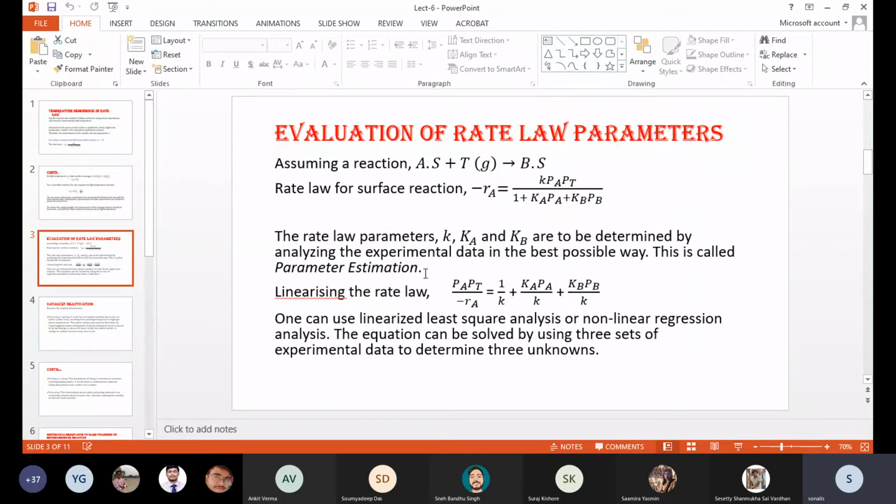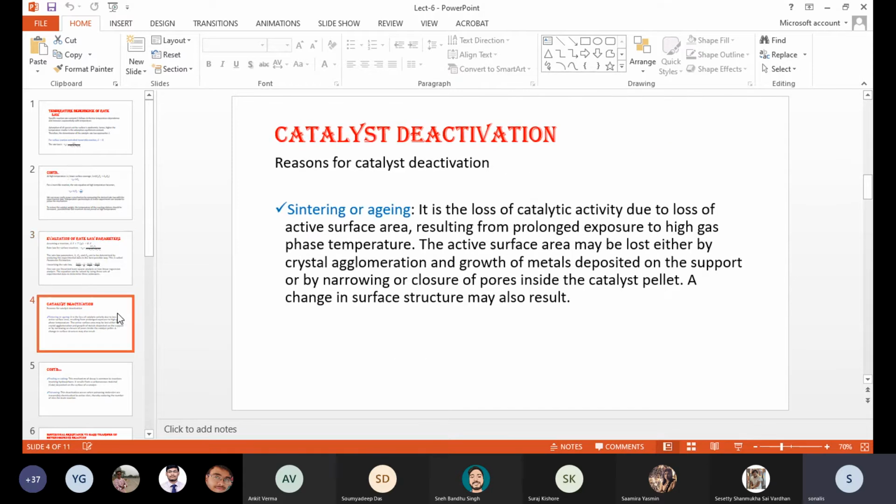How can we do it? We have to do it mathematically, in different ways. With the graphical method we can do least square analysis or non-linear regression, etc., by which we can solve the equation. We linearize this equation, and we can use 3 sets of experimental data to find out 3 unknowns: small k, capital Ka, and capital Kb. So if we have different data, Pa, Pt, Pb, and rate of the reaction, three different data, we can construct 3 equations, and we can solve the 3 equations to get the 3 unknowns. So this way we can determine the rate law parameters.